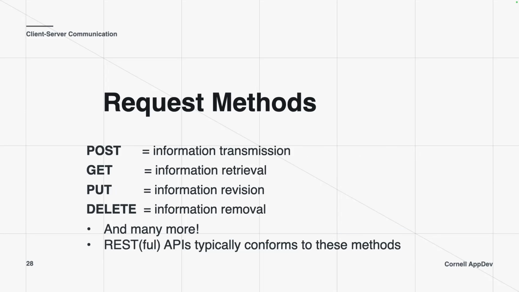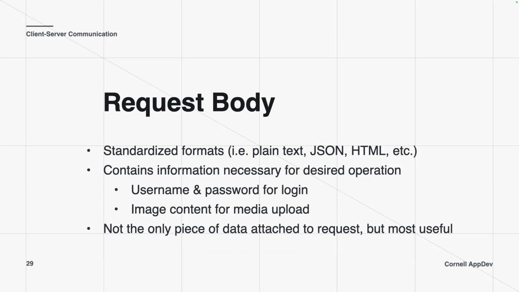So the next thing is the request body, and these are standardized forms of data. I'm sure everyone has heard of stuff like HTML, JSON, or plain text. And in this class, we're going to be using the JSON form. So the request body essentially contains information necessary for the desired operation. If I want to log into Instagram, I'm going to have a username and then a password for login. And if I want to post a profile picture to my Instagram, that request body is going to contain the image data that I want to have on my profile picture.